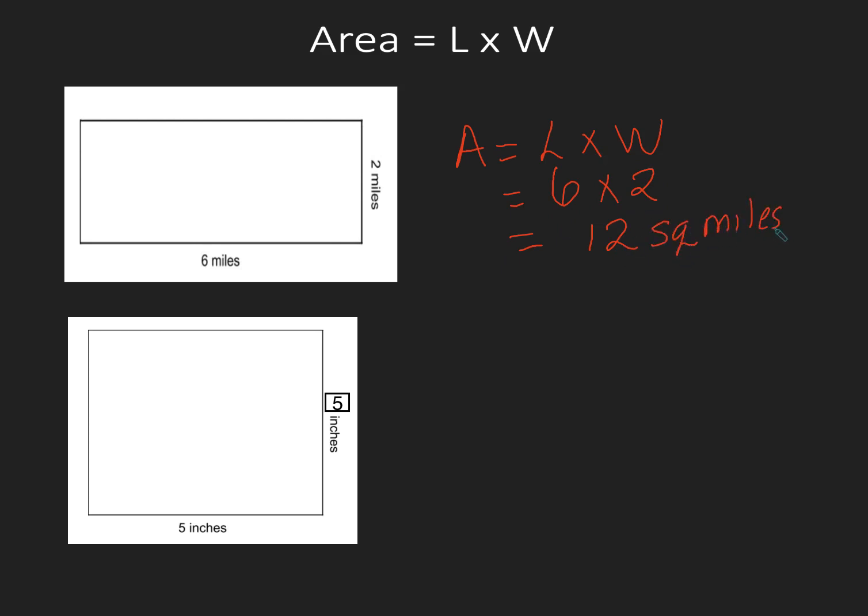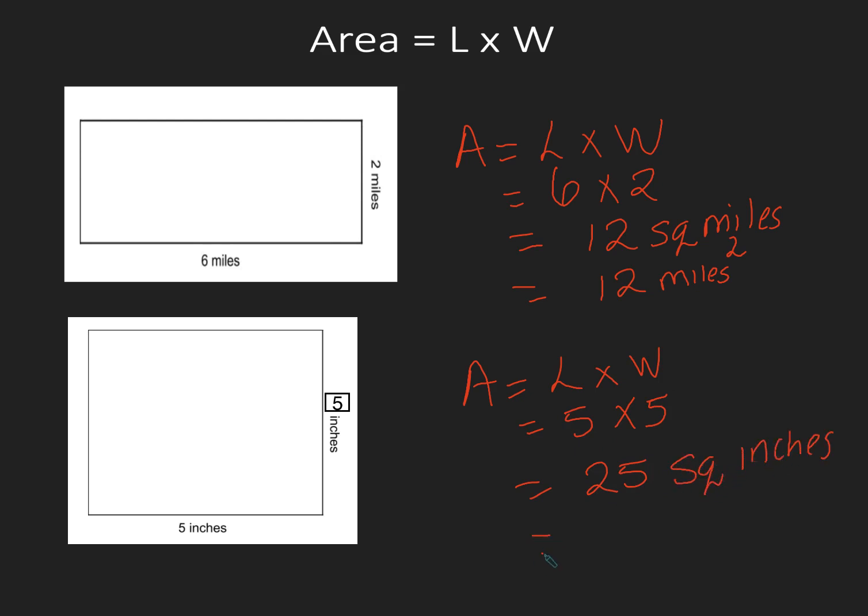Sometimes we write it like this, or sometimes we just write 12 and then we write the word miles and we put a little 2 at the top. Both answers are correct. Now here I have a square. Again, I use the same formula, length times width. 5 times 5, which is 25. So my answer is 25 square inches. Another way we can write that is 25, and then I can write inches and a little 2 at the top.